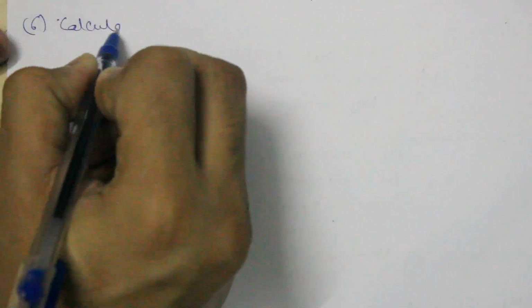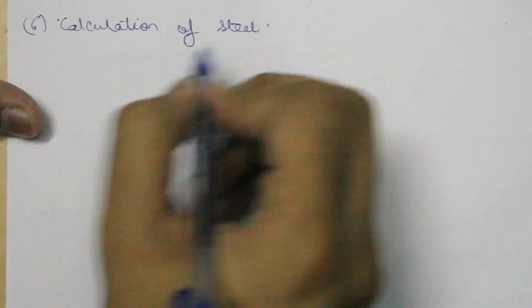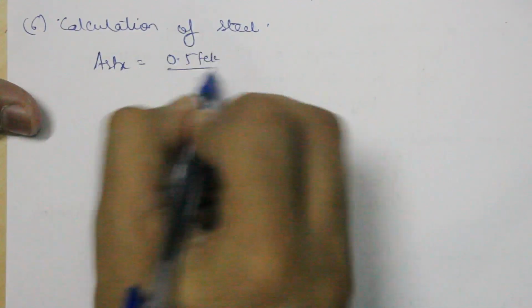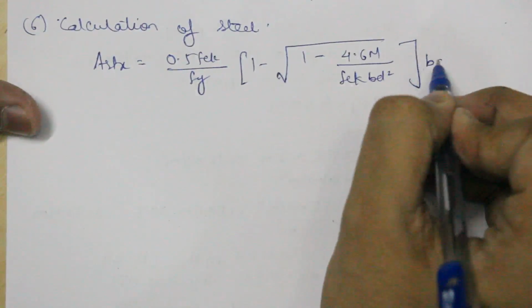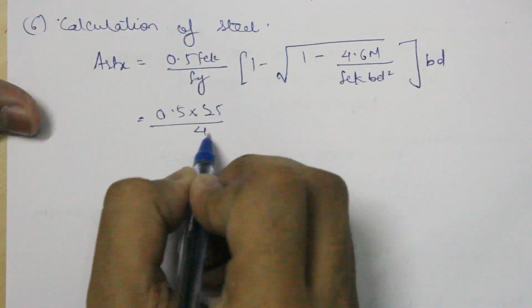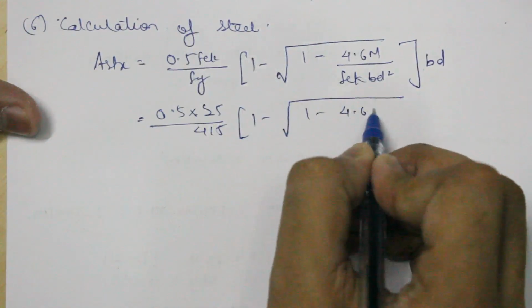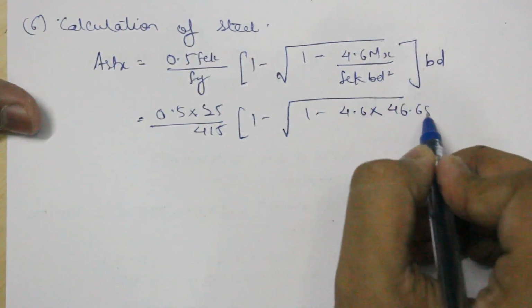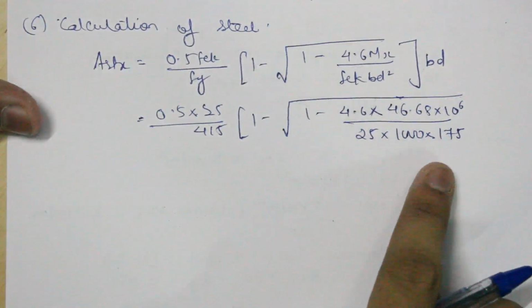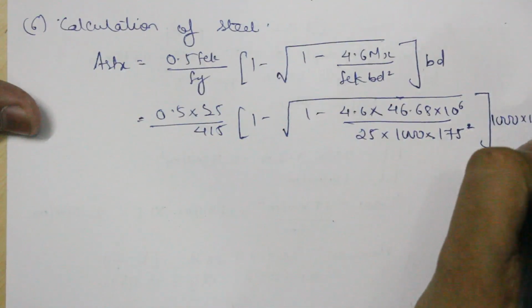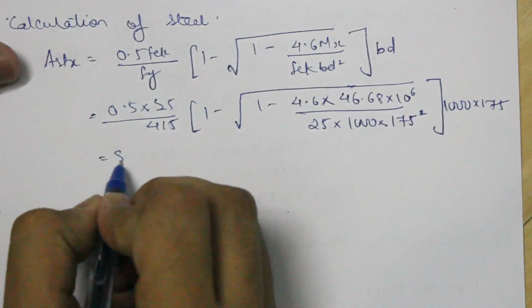So once you have given the check for effective depth, the next step is to calculate the area of steel in x direction and in y direction, because in two-way slabs the main steel is provided in both the directions. So the sixth step is calculation of steel. First I will calculate in x direction. The formula is 0.5 fck upon fy into 1 minus under root of 1 minus 4.6 M fck b d square, into b into d. So I'll plug in all the values here. Moment in x direction, which is 46.68 into 10 raised to 6, upon fck is 25 into 1000 into effective depth in x direction, 175 mm square, into 1000 into 175. So if you solve this, you'll get something like 800 mm square.